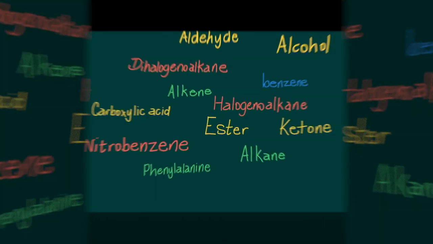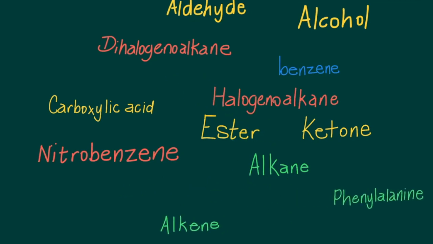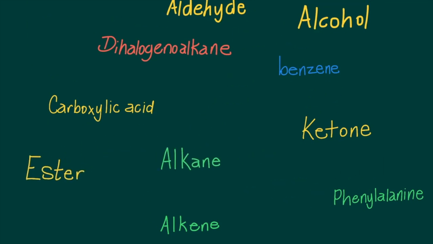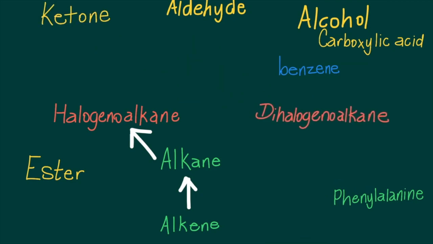Let's begin first by putting an alkene at the bottom. Then you should recall that it's possible to go from an alkene to an alkane by hydrogenation. Another possible pathway is to go from an alkane to a halogenoalkane. This would involve removal of one of the hydrogens. It's possible to remove two hydrogens and to go to a dihalogenoalkane.